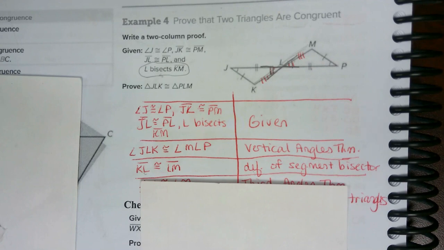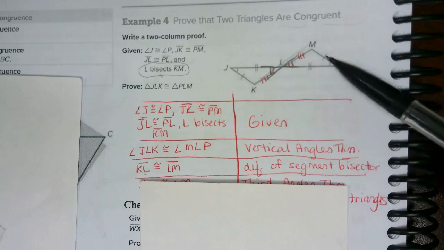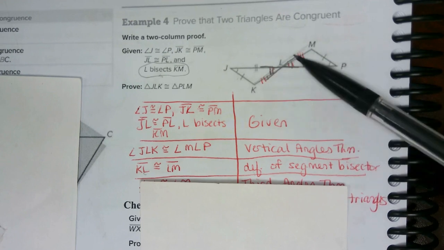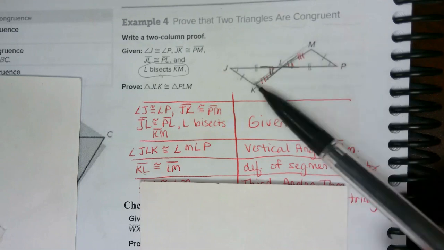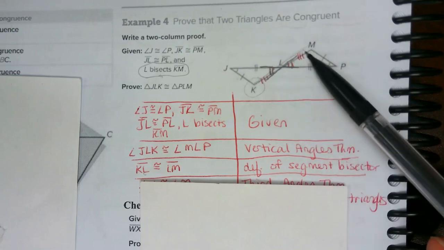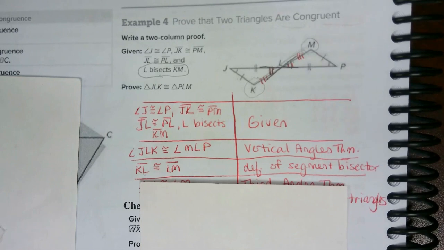So then I'm thinking, what am I really trying to do? I'm trying to prove my triangles are congruent. And if I want to prove my triangles are congruent, I have to show all sides are congruent. Check, I've got that. And I have to prove all angles are congruent. Well, I got a problem. I have not shown that these two are congruent. So I'm thinking about how I would prove that.